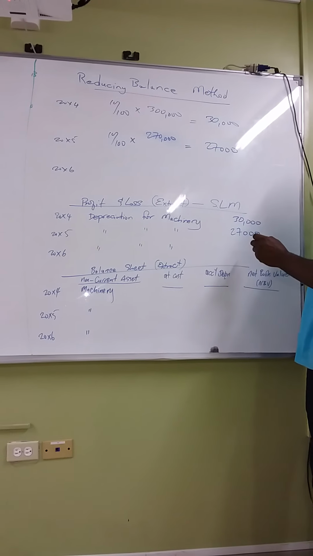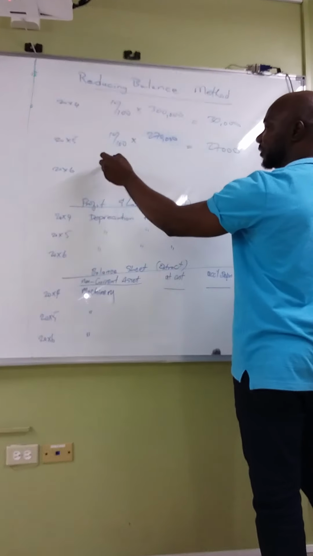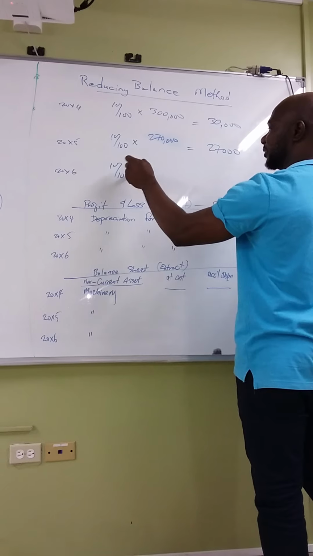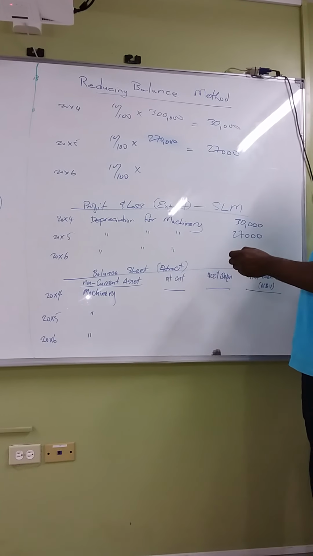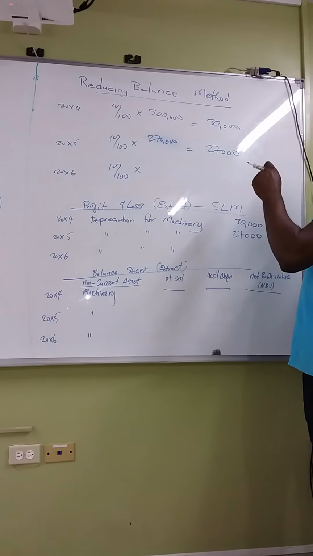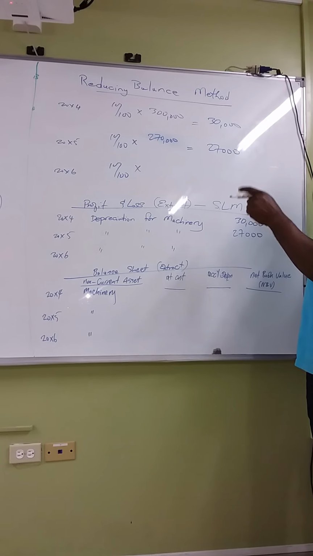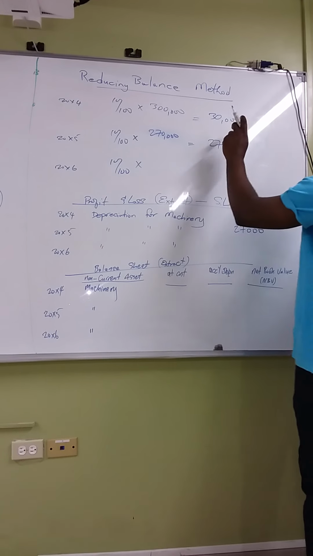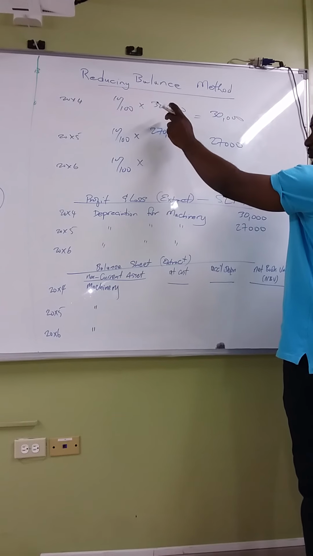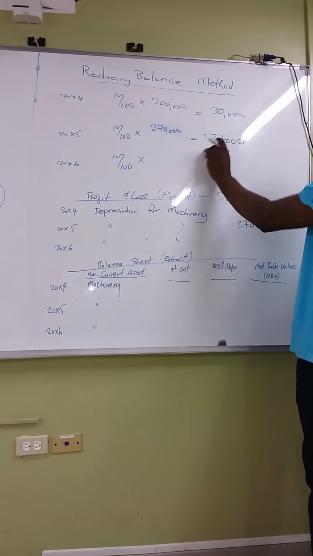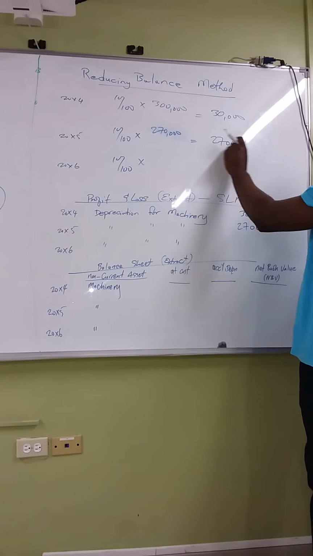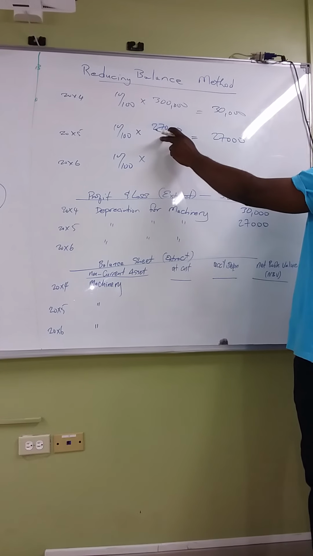So 27,000 is there. Let's take, for example, the third year. It's going to be what? It's 10% on our what? Net book value. So it's 10% on the net book value. What is the net book value for the asset there? You minus this 27,000 from the previous value, because the depreciation at the end of this year was what? 27,000.